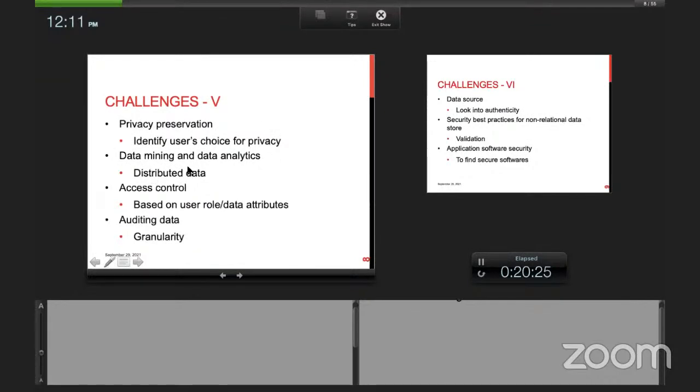And for data mining and data analytics, particularly since the data may be distributed over the servers, the computational facilities may be distributed. So you have to take extra care of keeping all those individual computational facilities, storage facilities, and the data themselves in good condition, in uncorrupted condition.